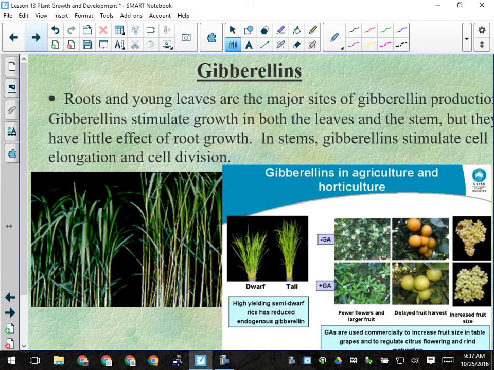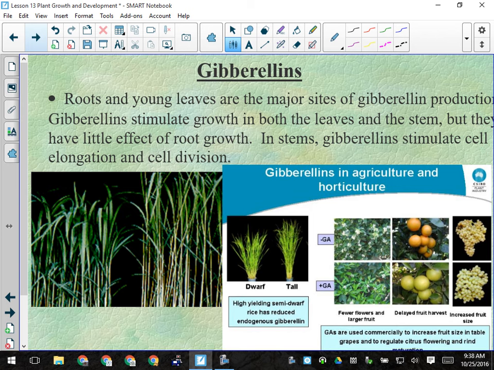Okay, gibberellins. Gibberellins are similar to auxins, but are produced and work in different places. Roots and young leaves are the major sites of these. They stimulate growth in both the leaves and the stem, but have very little effect on root growth. In stems, gibberellins stimulate both cell elongation and cell division. So if we're looking at dwarf versus tall, gibberellins would be produced more in the tall version.